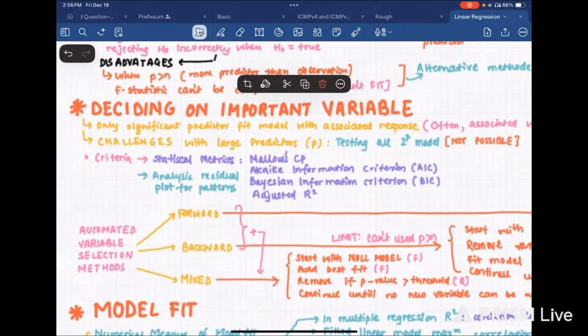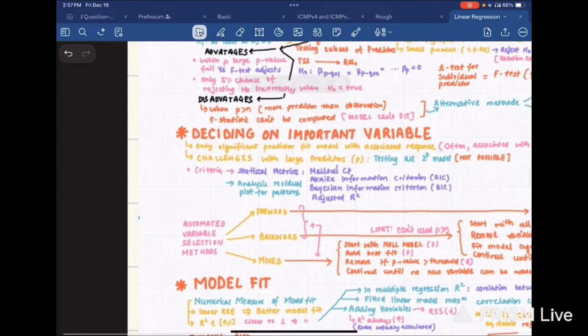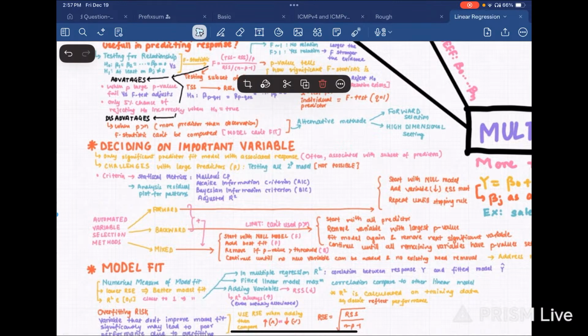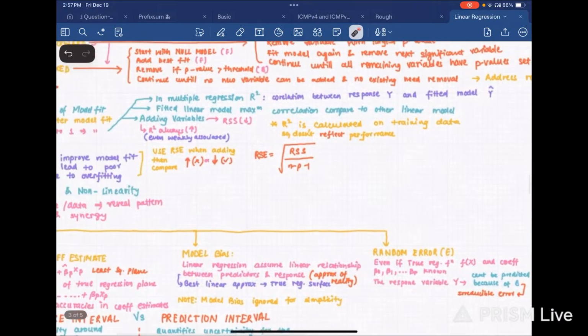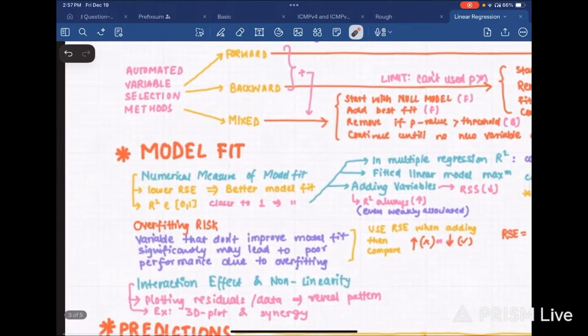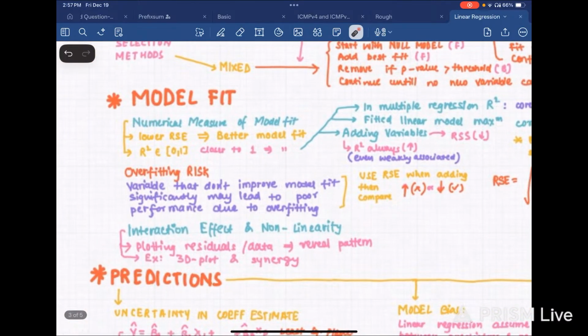Okay, the next part of the session is model fit. This is the numerical measure of the model fit, how the model fits the actual data. There is overfitting and underfitting, so there are different things you should know about model fit.